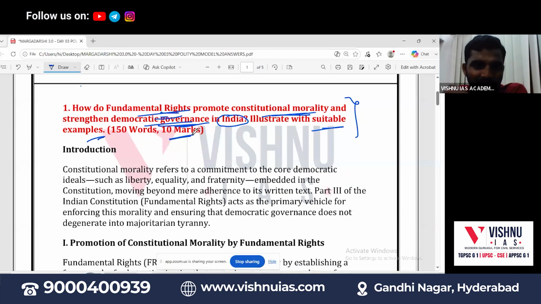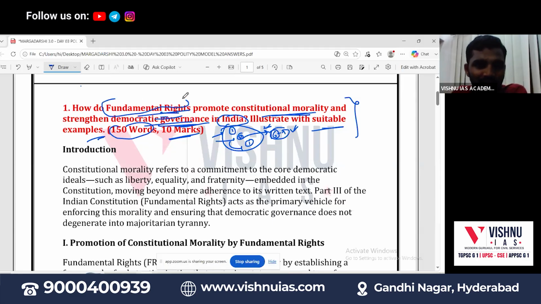The first observation is that it is 10 marks per question, and you have to write 150 words. That means the marks distribution is 1 mark for the introduction, 8 marks for the body, and 1 mark for the conclusion. The same format, please don't forget. Within the 8 marks, you should write at least 6 to 7 points, 6 to 7 subheadings. Now, what is the question?